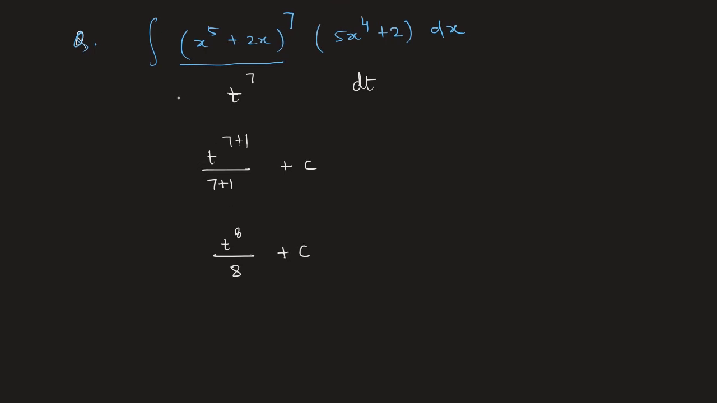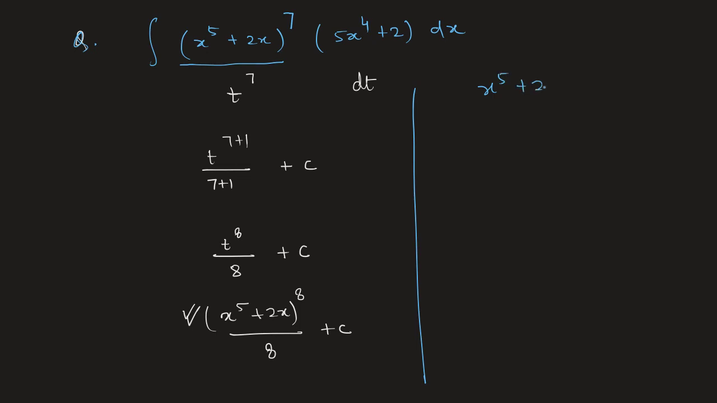Now simply write it down over here: (x to the power 5 plus 2x) to the power 8 whole divided by 8 plus c. This is your final answer, the integration of this. Now if we want to cross check this part, we can differentiate this and check. So we have (x to the power 5 plus 2x) to the power 8 whole divided by 8 plus c.